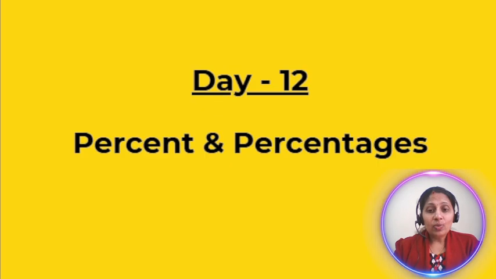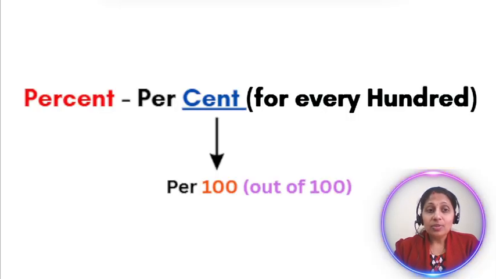Now coming to our topic, percentage. So what is the meaning of this word percent? Percent comes from the Latin word per centum. So cent itself means 100. You might have heard of the word century. When they hit 100, they call it a century. So the word cent means 100. So per cent means per 100, for every 100.